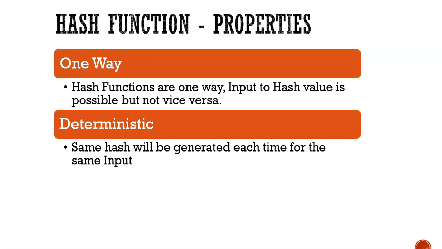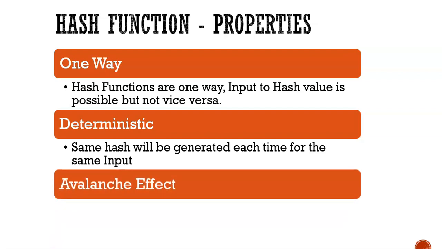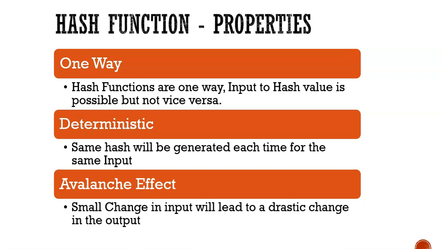But if you vary the input, even a small change in the input will lead to a drastic change in the output, not in the length, but in the characters. This property is called the avalanche effect. So you will have an avalanche effect, which is a small change in the input leading to a drastic change in the output. So these three are the properties of a hash function.